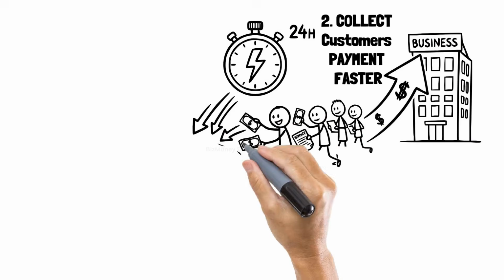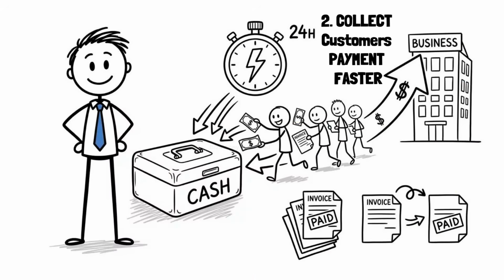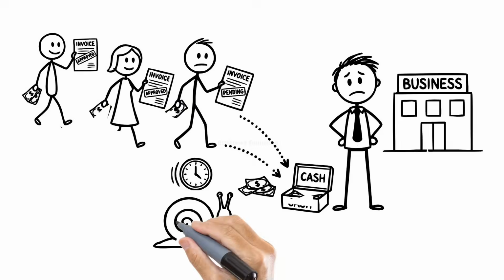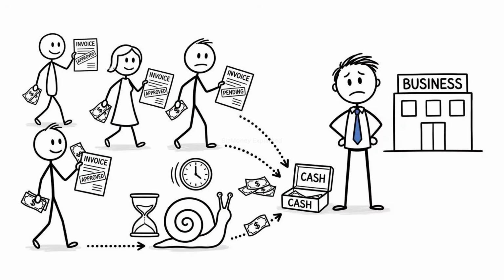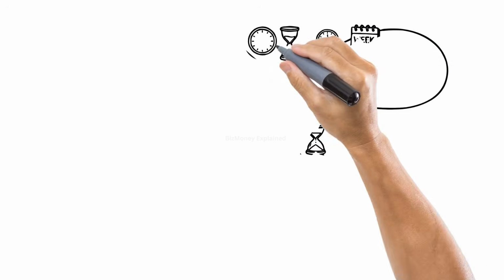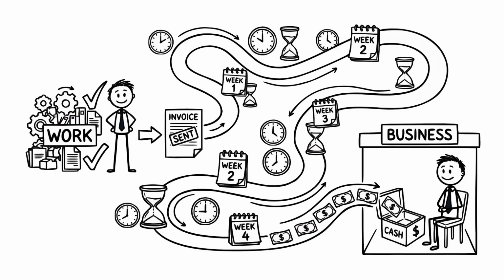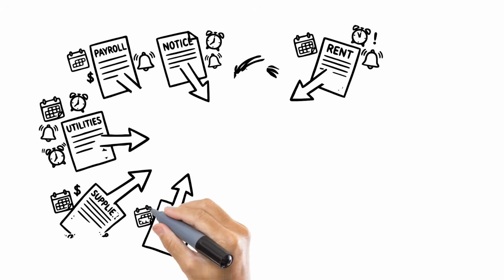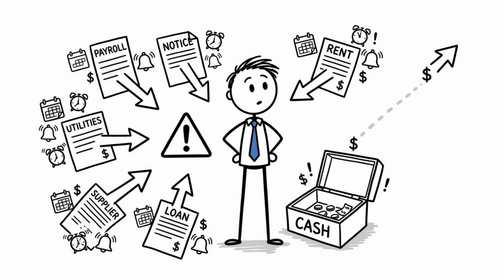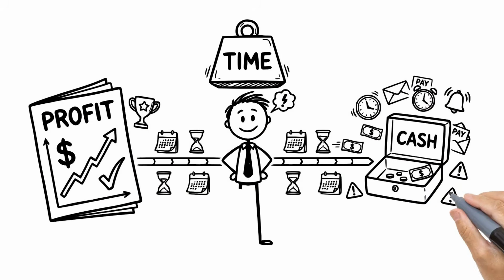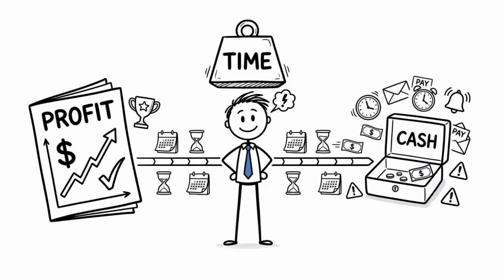Number 2. Collect customer payments faster. Many businesses experience negative cash flow, not because customers refuse to pay, but because customers pay too slowly. A company may complete excellent work, send invoices on time, and still wait many weeks before receiving cash. During that waiting period, payroll, rent, utilities, supplier invoices, and loan payments continue arriving. This timing difference creates unnecessary financial pressure, even when the business is technically profitable.